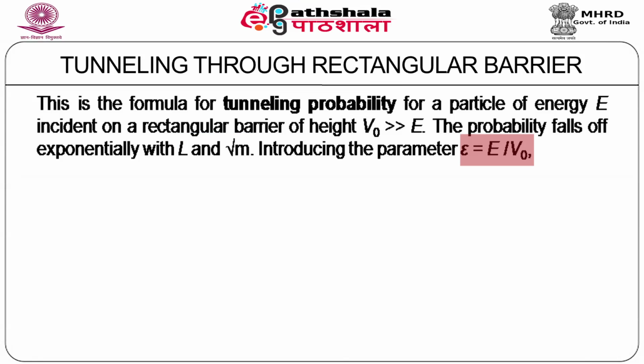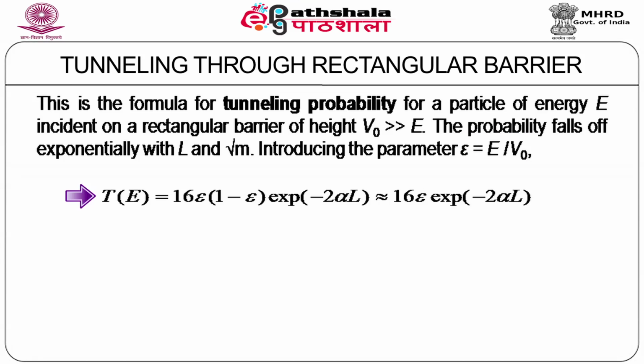So now let us introduce the parameter epsilon equal to E by V0. The tunneling probability can be expressed in the form T(E) equal to 16 epsilon times (1 minus epsilon) times e to the power minus 2 alpha L. So this is approximately 16 epsilon times exponential minus 2 alpha L.